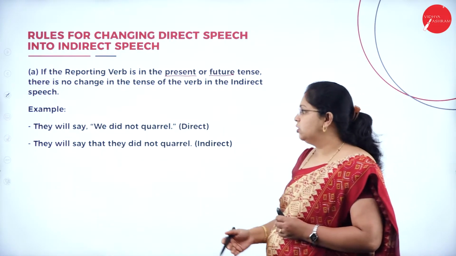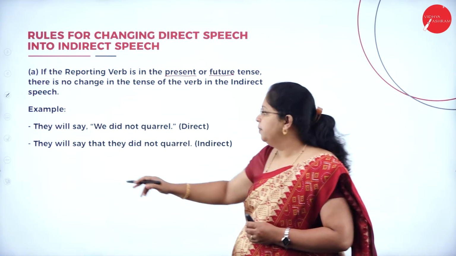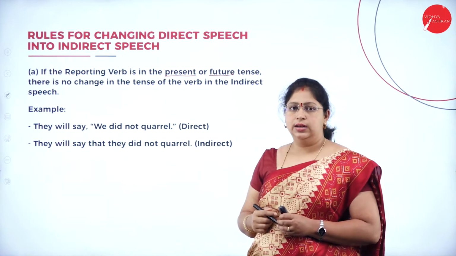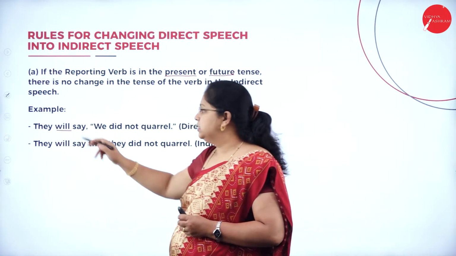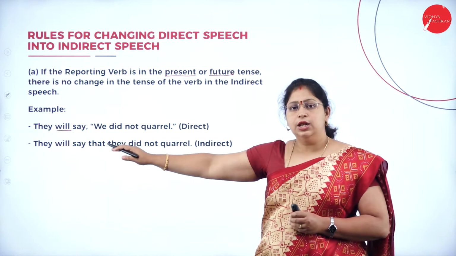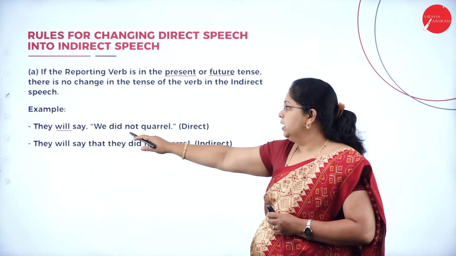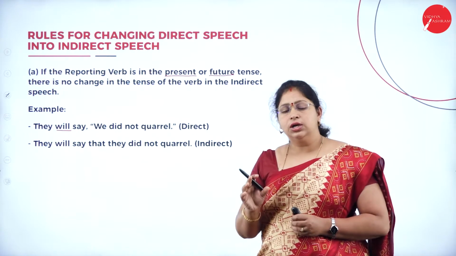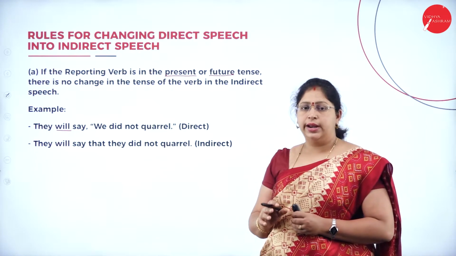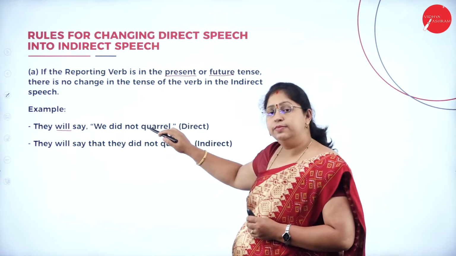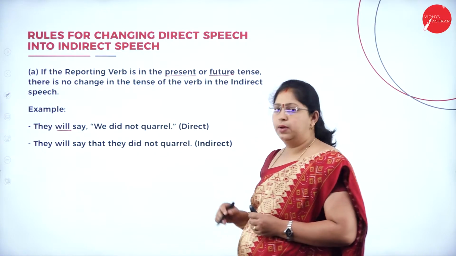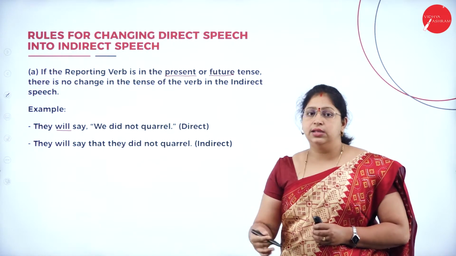What is simple present or future tense? Let us see the example here. They will say, we did not quarrel. Will indicates future tense, correct? So, this is simple future. We did not quarrel is the sentence used by the speaker here, so it is in the double inverted commas. These are the words of the speaker.